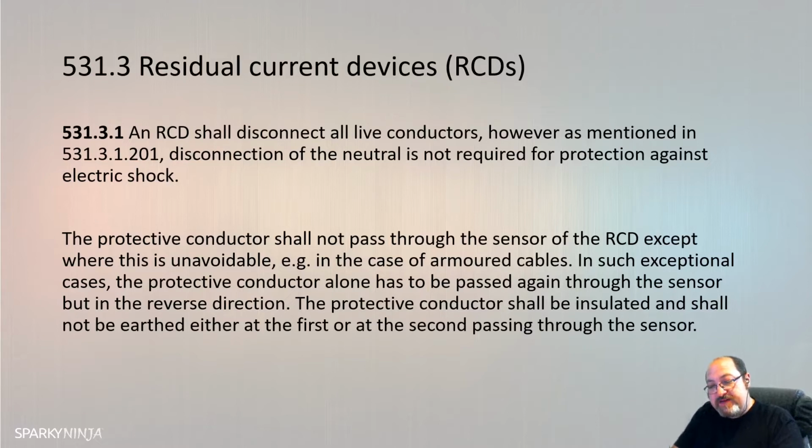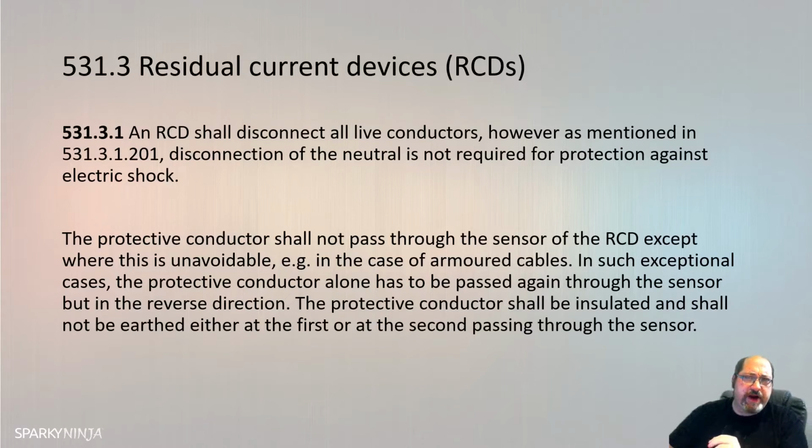The protective conductor shall not pass through the sensor of the RCD except where this is unavoidable, for example in the case of an armoured cable. In such exceptional cases, the protective conductor alone shall be passed again through the sensor, but in the reverse direction. The protective conductor shall be insulated and shall not be earthed either at the first or second passing through the sensor.